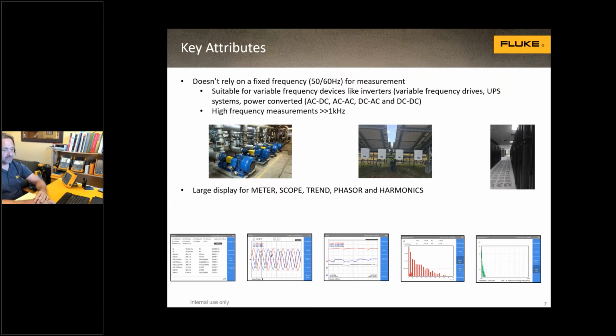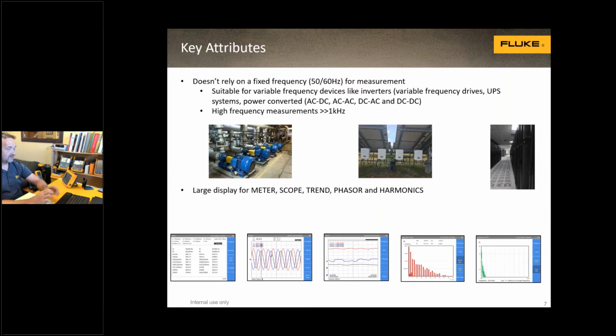We don't have the ability to do that with our current products, except for the bench Norma and the portable Norma 6000 series that we're talking about today. So those allow us to make those measurements. Again, AC to DC, DC to AC, you don't have a limitation there. So you can do that, and of course, higher frequency measurements.